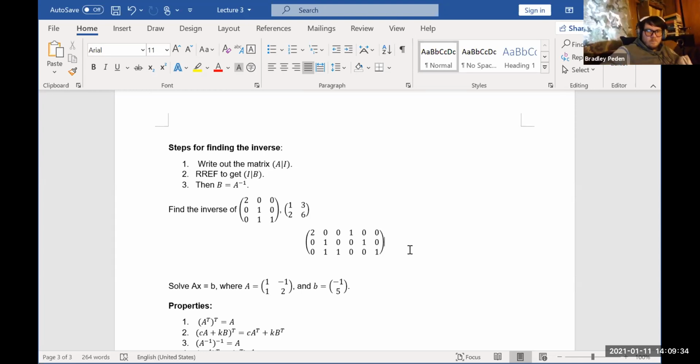Okay, so what should I do? That's a lot of steps to RREF. What's the first step? Multiply the first row by 1/2.